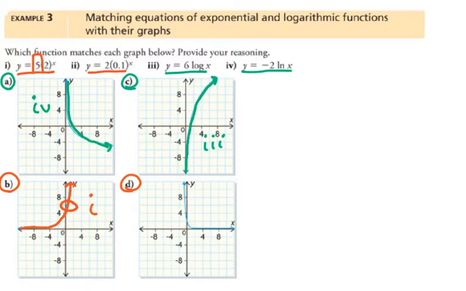D, that exponential function moves down left to right, which tells you that our base must be less than 1. It is. It's 0.1. As well, the other piece of information pointing us to that equation match is the y-intercept, which is here at 2. And the A value from that function is 2. So graph D matches up with equation II.